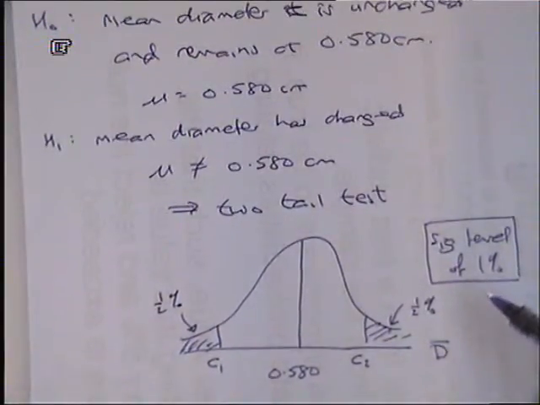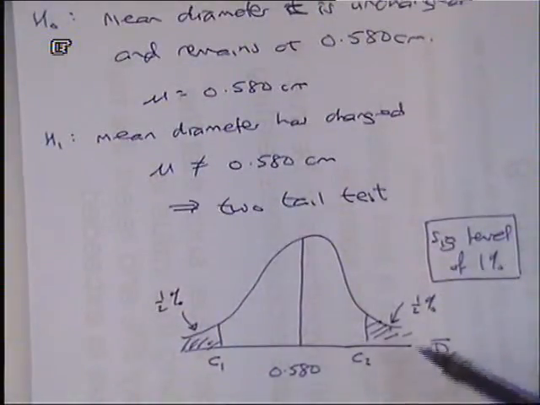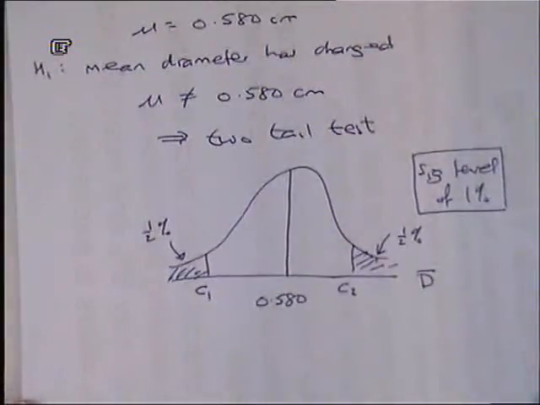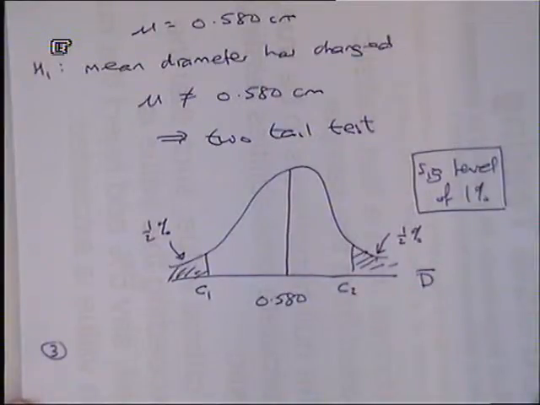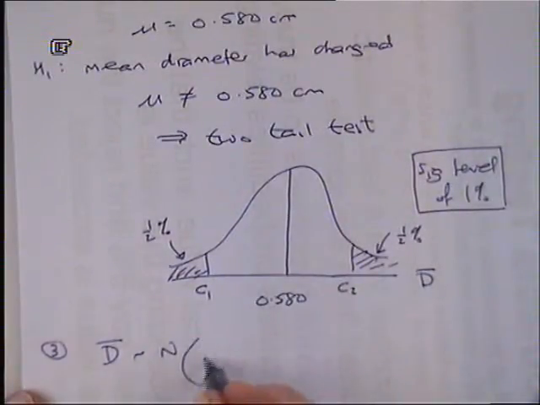So, step 2 was the significance level, which we said is 1%. We've done our diagram. Step 3, calculate the critical value and the critical region. So, we're on to that step 3 now. Okay. Now, we are going to use the distribution of d bar and this will be normally distributed, and it's always mu, sigma squared over n.